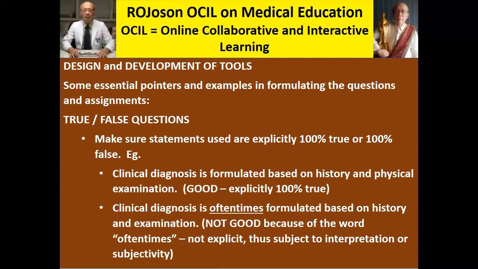So examples here: make sure that the statements used are explicitly 100% true or 100% false. Example: clinical diagnosis is formulated based on history and physical examination. This is a good question because it is explicit, it's 100% true. Diagnosis is oftentimes formulated not based on history and physical examination. It's not good because of the word oftentimes. It's not explicit, thus subject to interpretation and subjectivity.